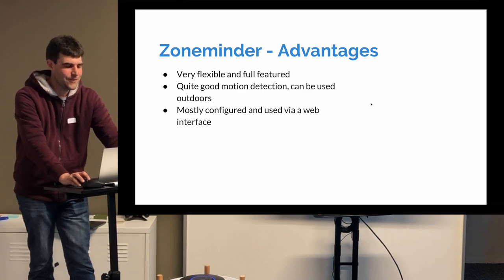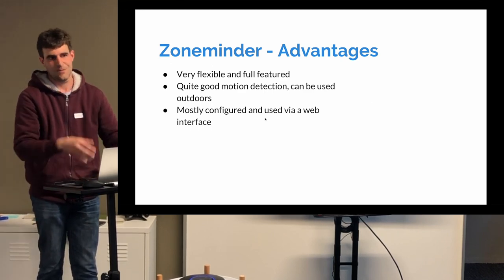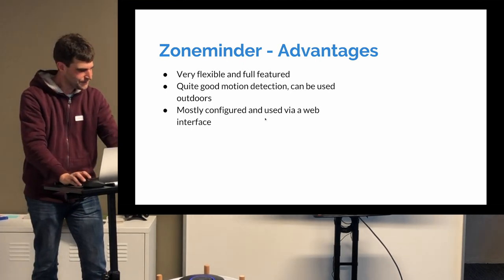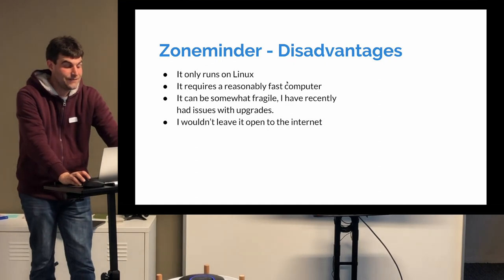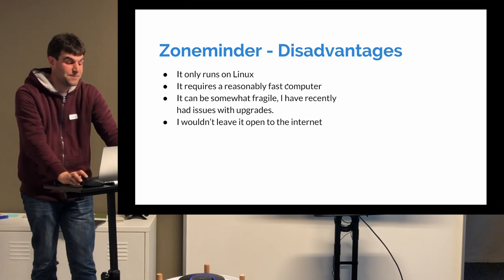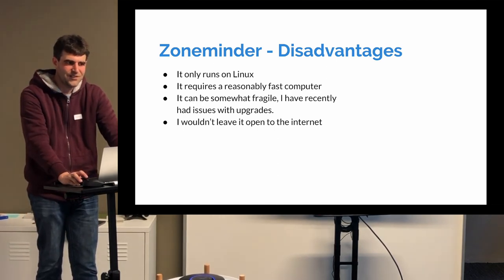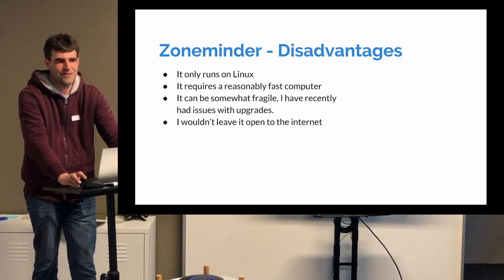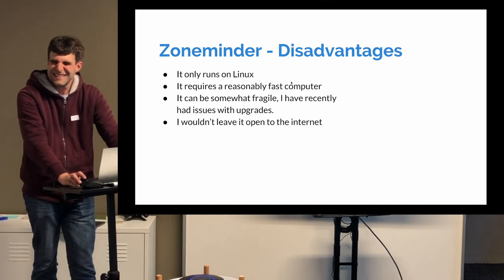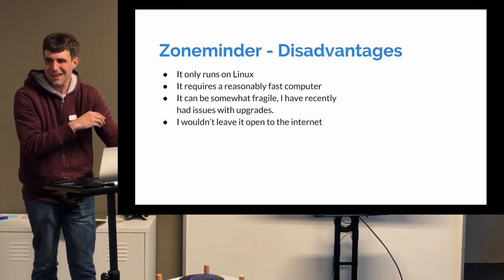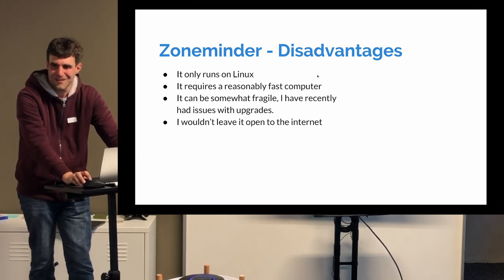And you mostly configure it using a web interface. There's a little bit of config right at the beginning to set up the database credentials and all that. And the disadvantages are it only runs on Linux. It requires a reasonably quick computer. You should be able to get away with sort of a Core 2 era processor. You're probably not going to have a lot of luck with a Raspberry Pi, unfortunately. Atom? Wish me luck. Newer Atoms might be okay. I remember trying it on one of the first Atoms and it just didn't work very well.